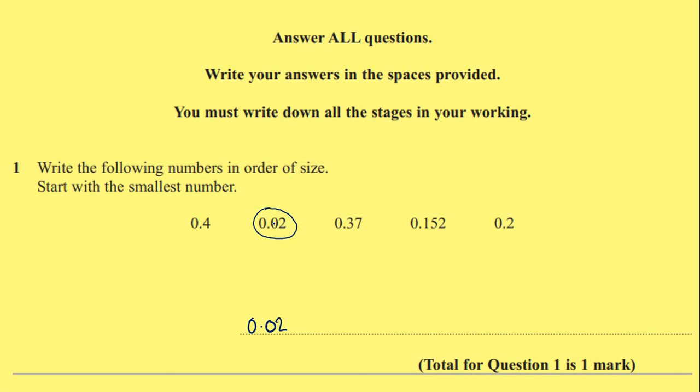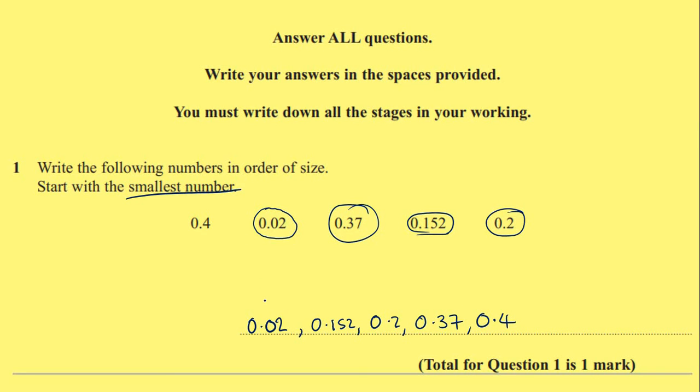I like to circle them rather than scribbling them out or crossing them out, because that way you'll still be able to see them if you make a mistake. Okay, first number after the decimal place is a 4, a 3, a 1 and a 2. So this one is next smallest, 0.152. Next, first number after the decimal place is a 2 here, so that's 0.2. First number after the decimal place is a 3, so 0.37 and 0.4. Starting with the smallest number is what I've done. Make sure that you've always looked and seen whether it says starting with the smallest or starting with the biggest.